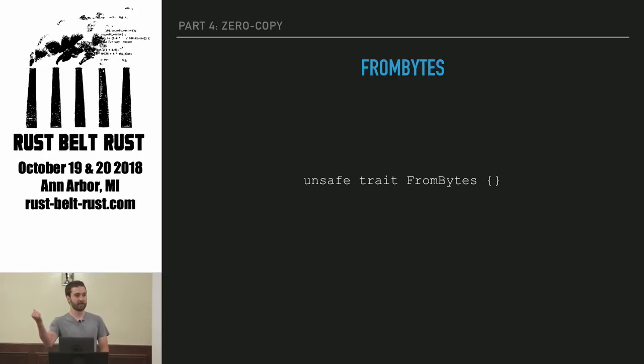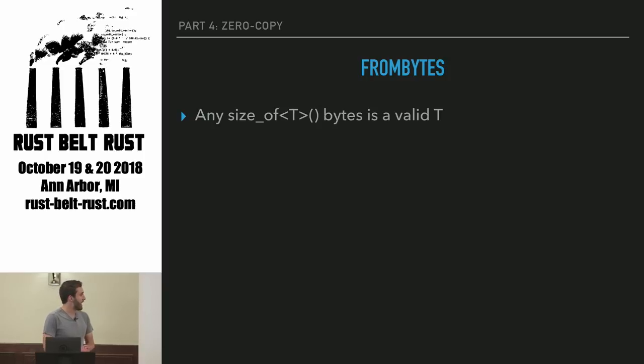And from bytes, if a type implements from bytes, it promises to satisfy the following properties. First, any sequence of bytes, size of t long, is a valid instance of this type. What that means is that I can take random bytes that I got off the network and just go, this is a thing now, right? I can just treat it as a thing. This is not true of all types, right? If I take a random sequence of 8 bytes and I say, this is a reference now, that is not guaranteed to be a valid reference, right? It might just point randomly into memory somewhere. So it's important that this only actually applies to a subset of types. So we have to be very careful about which types we apply this to.